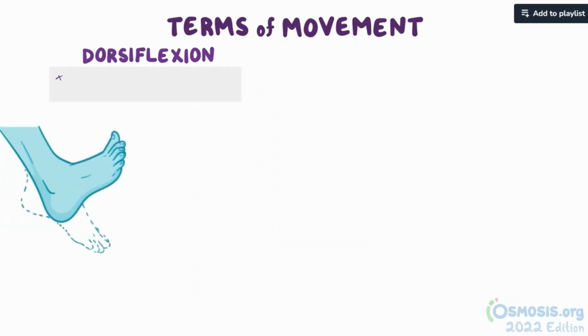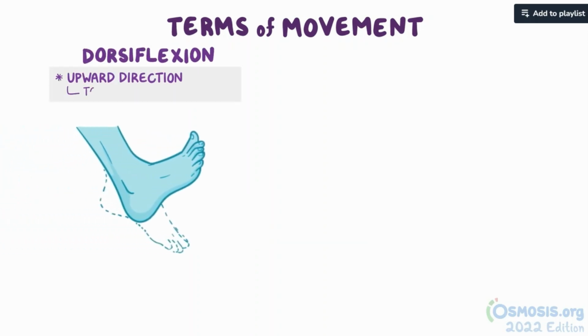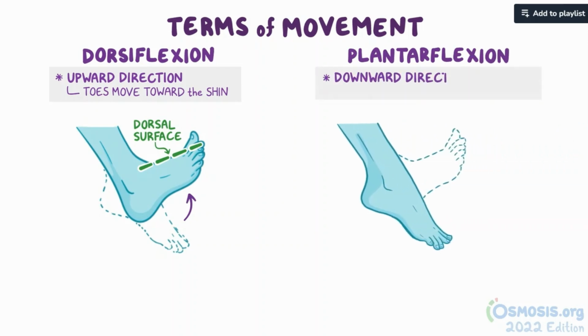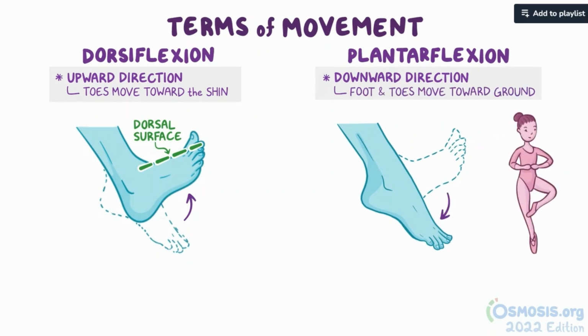Similarly, when referring to the movement of the ankle, we can use the term dorsiflexion, or flexion in the upward direction, where the toes move towards the shin, since the dorsal surface of the foot is in the upper surface. Plantar flexion, on the other foot, pun intended, refers to flexion in the downward direction, where the foot and toes move towards the ground, like when you stand on your tippy toes.